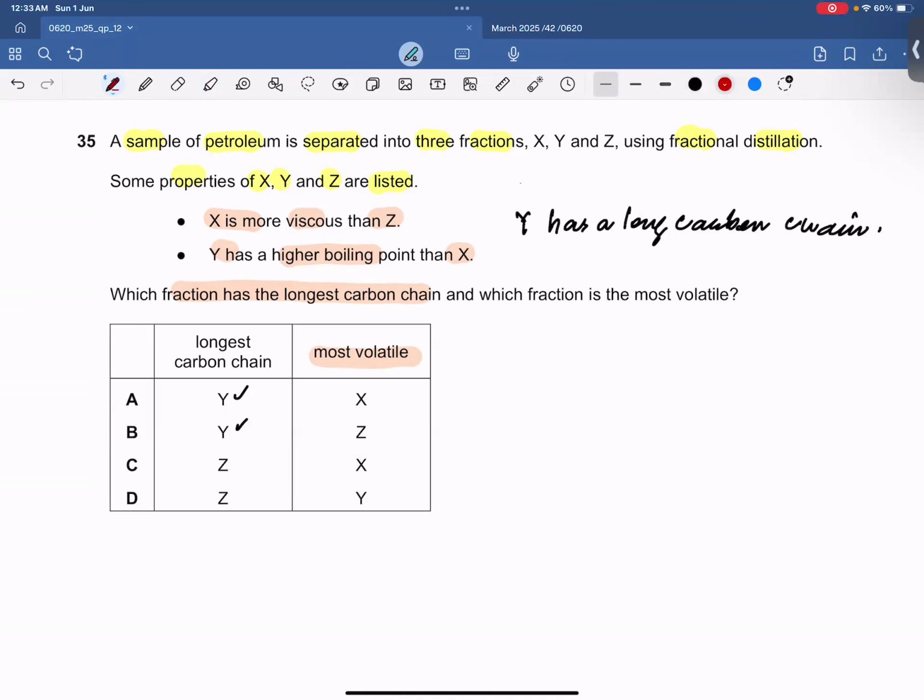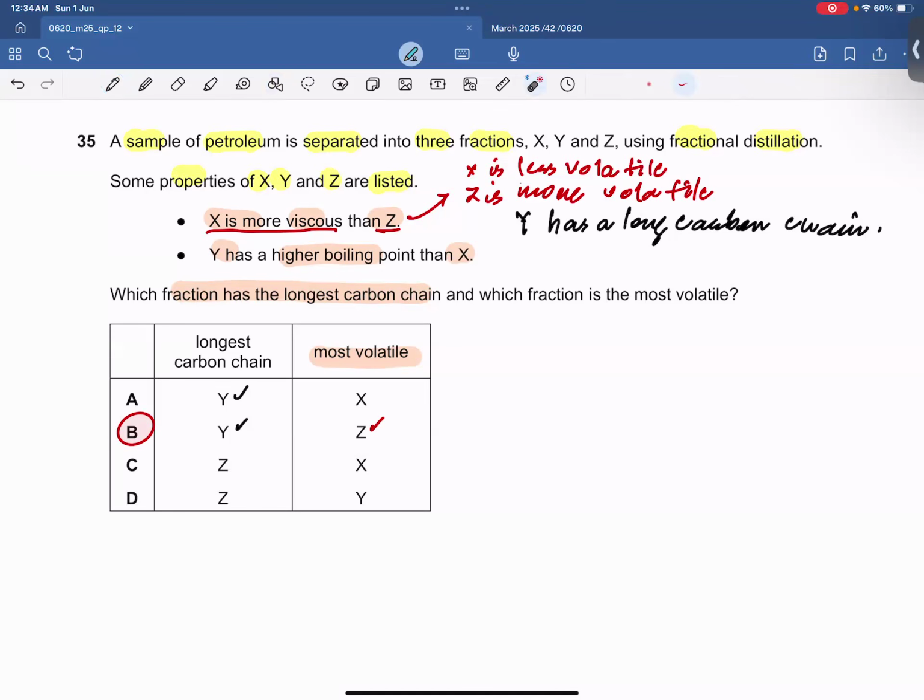If X is more viscous than Z, then it means X is less volatile. And Z is more volatile. In other words, so Z is more volatile, right? So the right answer obviously is going to be B.